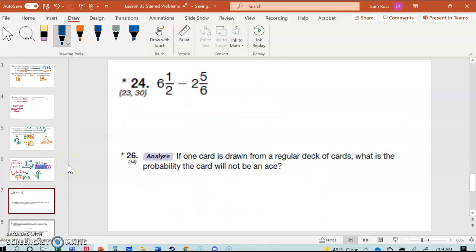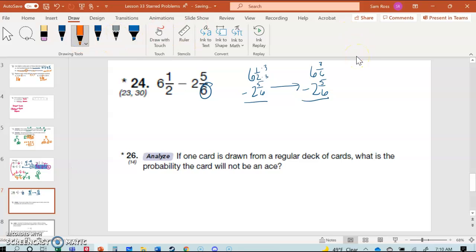Okay, again, we need a common denominator, and I'm going to choose 6 because 2 will go into 6. So let me rewrite this vertically. So this is going to just stay. And this I'm going to have to multiply the top and the bottom by 3. 2 times 3 is 6. 1 times 3 is 3. And then we have another problem.